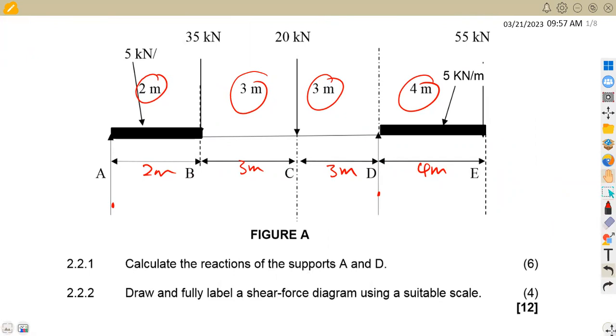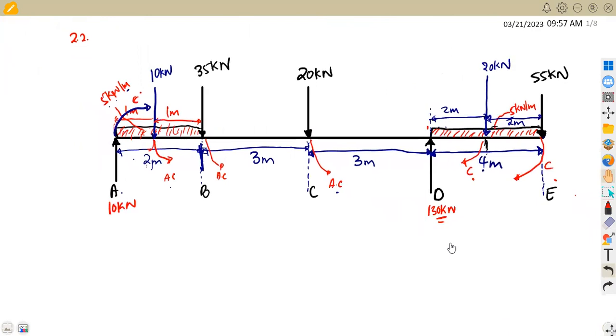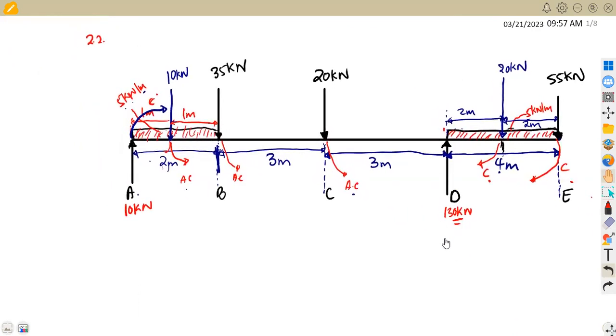Okay, so we are asked here to draw and fully label a shear force diagram using a suitable scale. In this case, I'm not going to apply any suitable scale. I'm just going to show you how you do it, but you're supposed to use a suitable scale, like 5, 10, 15. Remember, we are going to take it directly from our original diagram that we had. So this is what we had from our original, so that you do not confuse.